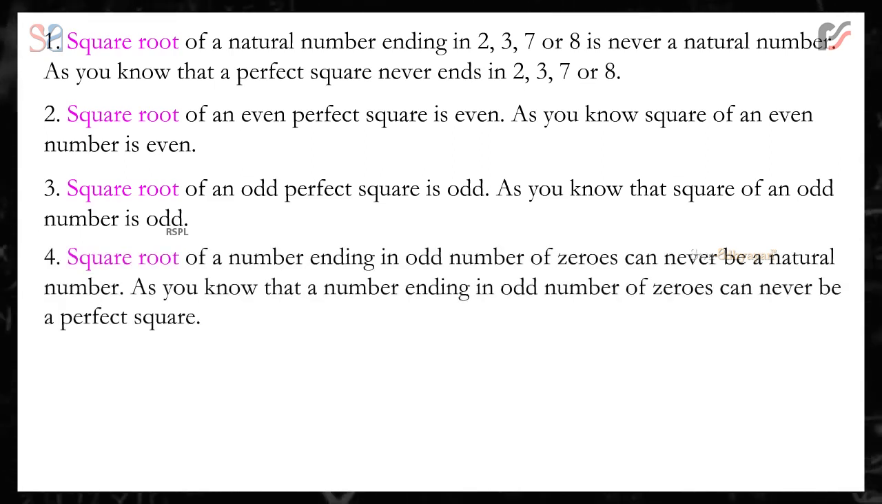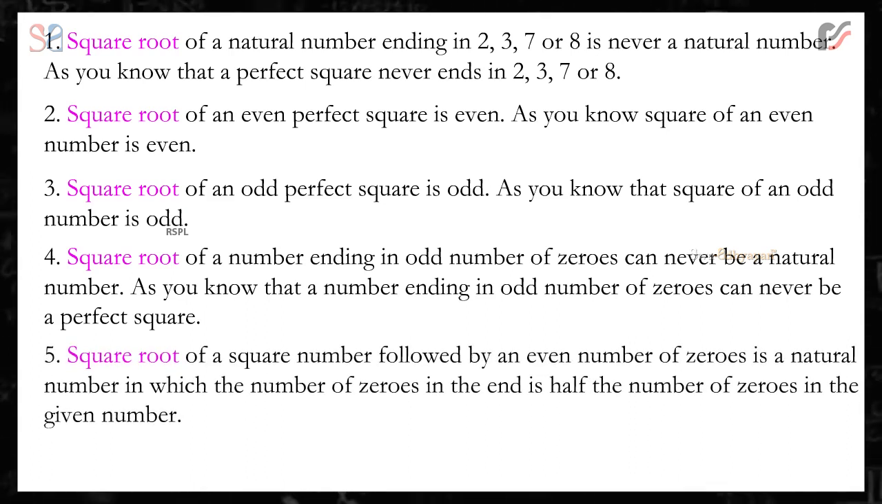4. Square root of a number ending in odd number of zeros can never be a natural number. As you know that a number ending in odd number of zeros can never be a perfect square. 5. Square root of a square number followed by an even number of zeros is a natural number, in which the number of zeros in the end is half the number of zeros in the given number.